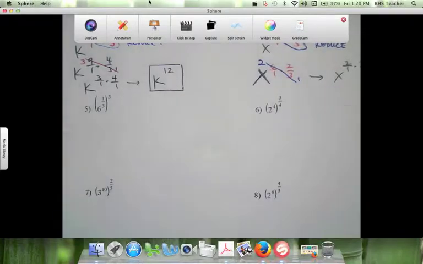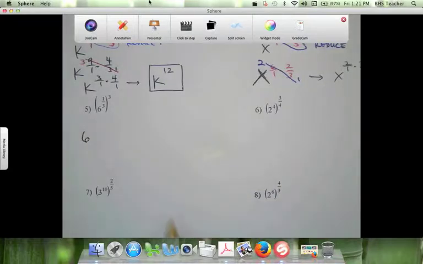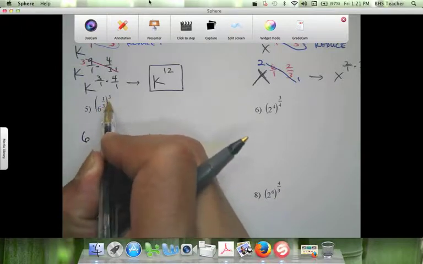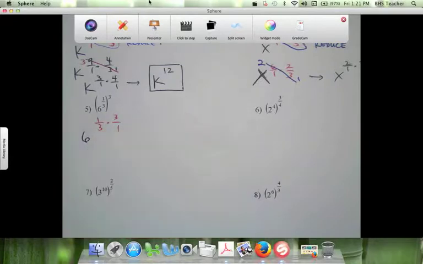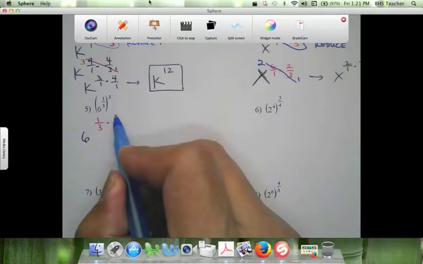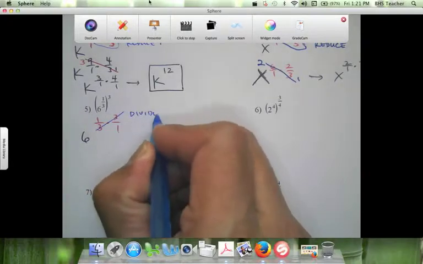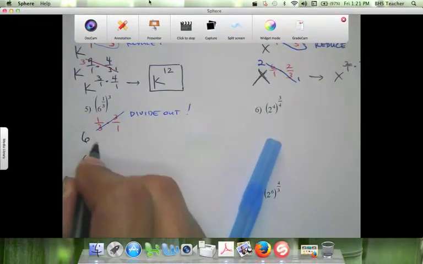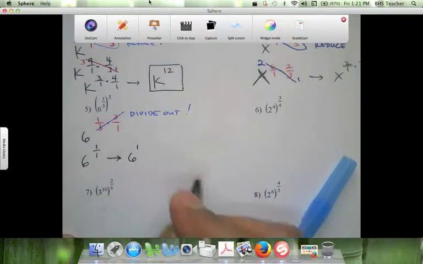Okay, number 5. 6. And then sometimes you'll have the fraction inside, sometimes you'll have the fraction outside, but it's still a power rule. 1 over 3 times 3, which is 3 over 1. You see, they divide out. That's just 6 to the power of 1 over 1. Well, that's 6 to the power of 1, which is just 6.